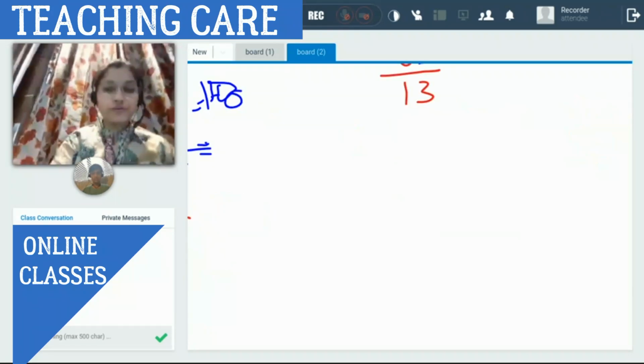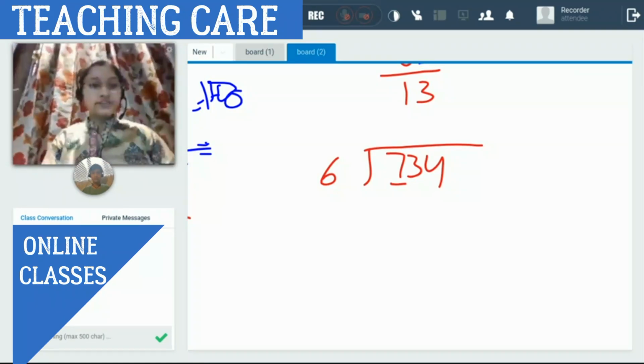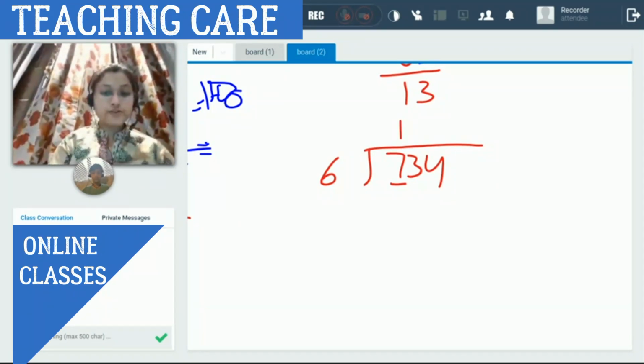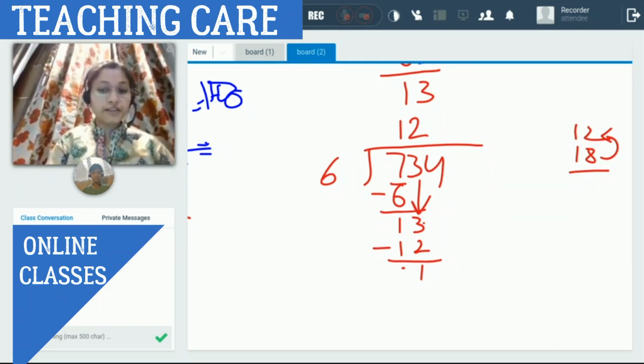See, I will do this one also for you. Then next you will try. 734 divided by 6. First of all, 7 is greater than 6. So 6 into 1, 6. 7 minus 6, 1. I have the next number 3. We'll drop it down. Now 6 into 2, 12. 6 into 3, 18. 18 is larger than 13. So I will go for 12. 13 minus 12, 1. Now the next number I have is 4.